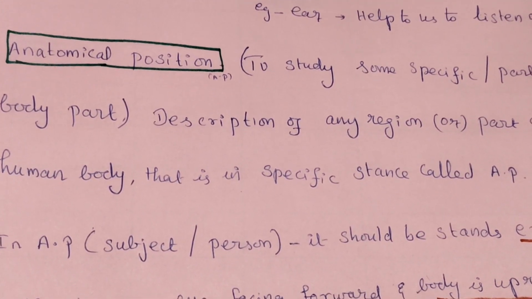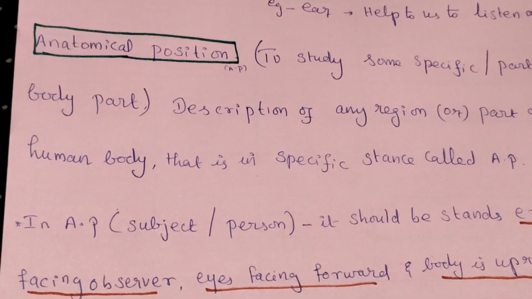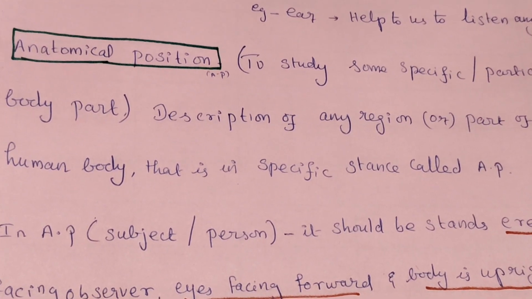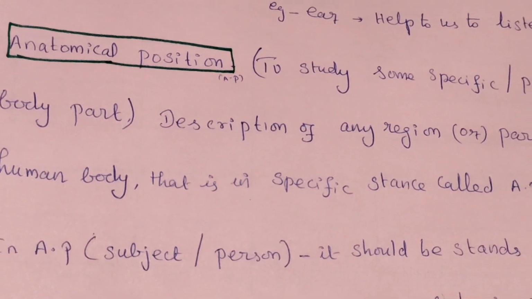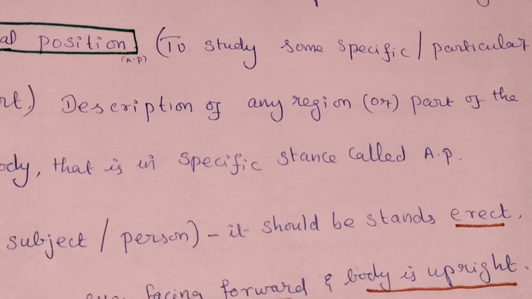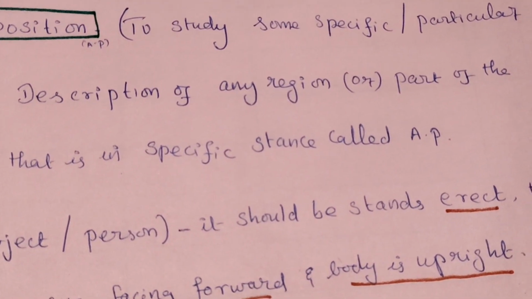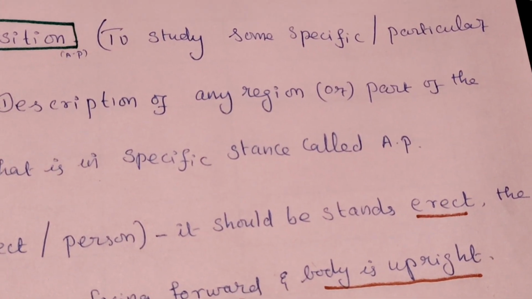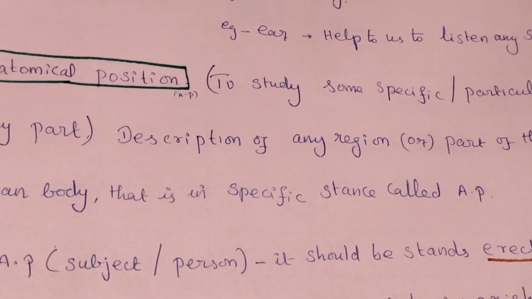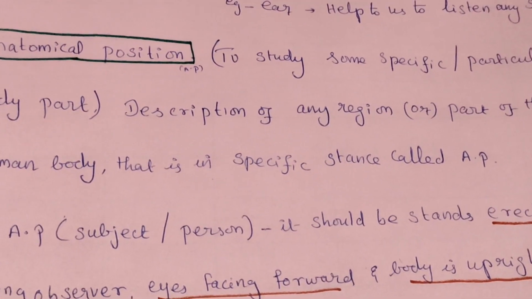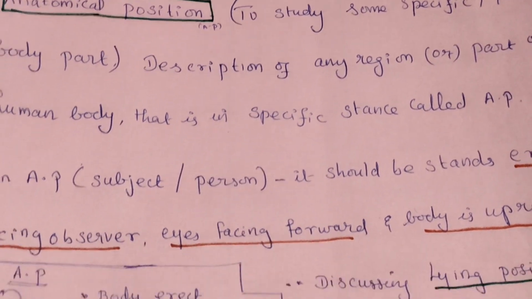Next is anatomical position, used to study some specific or particular body part. So what is anatomical position? It is the description of any region or part of the human body in a specific stance. Here we study some specific or particular body part, any region or any part of the human body that we want to study.